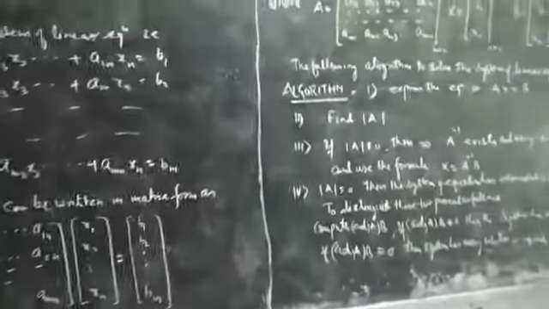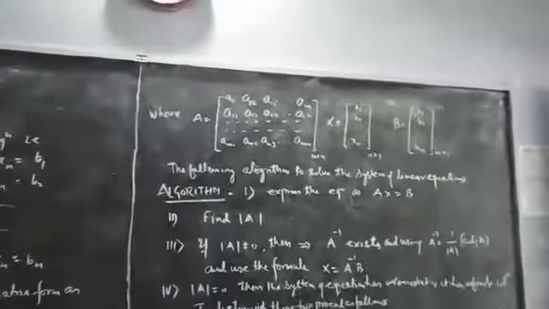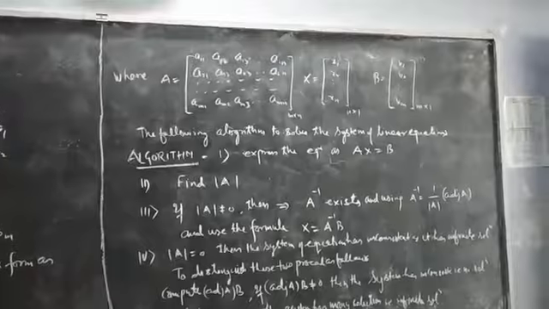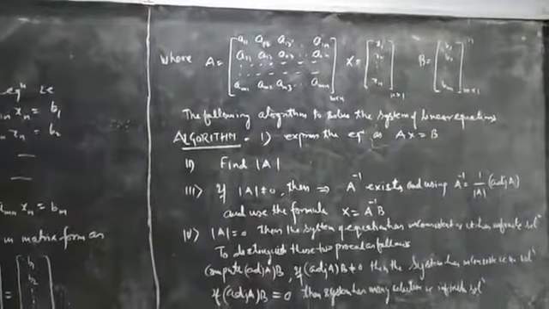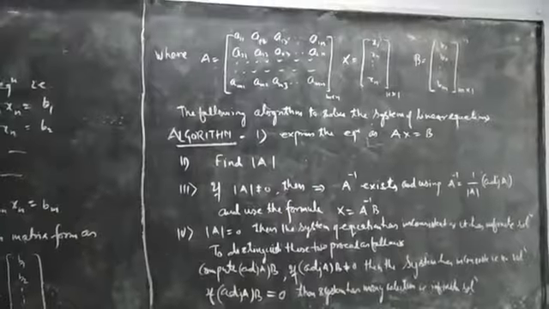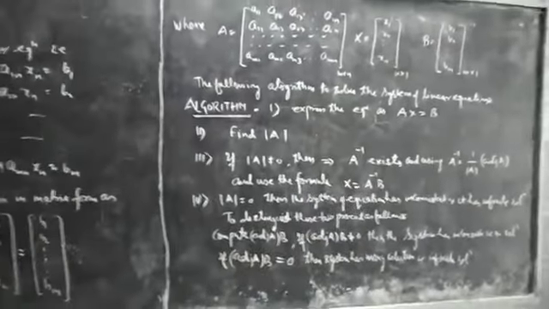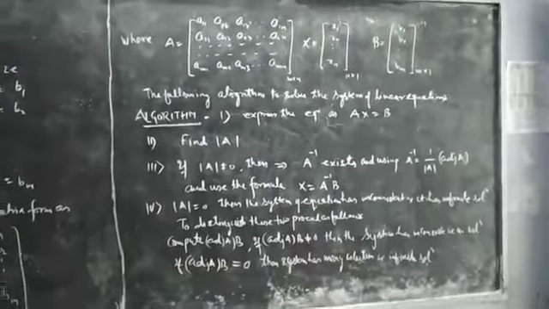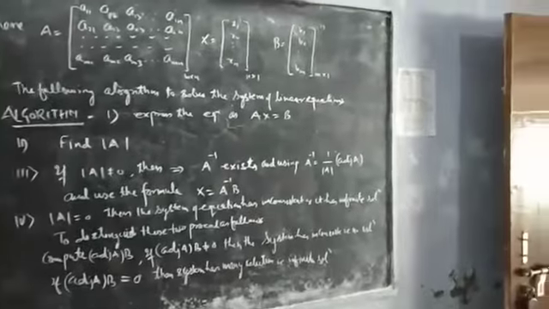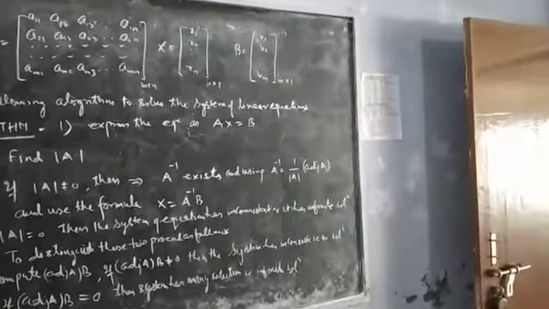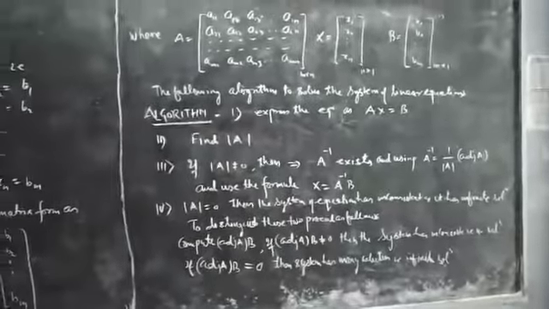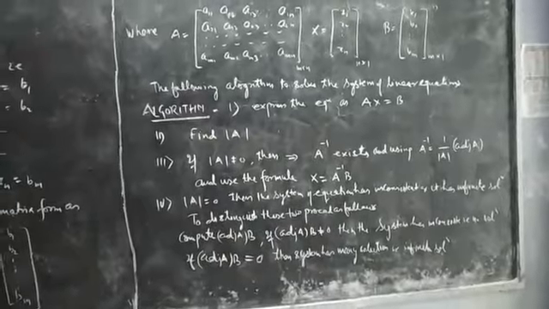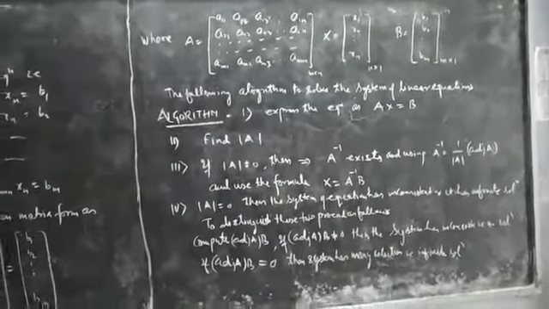The following is the algorithm to solve the system of linear equations. First of all, express the equation as AX equals B. Second, find determinant of A. If determinant A is not equal to 0, it has a unique solution, which means the inverse will exist. Find the inverse using the formula A inverse is equal to 1 upon determinant of A into adjoint A, and after that use the formula X equals A inverse B to find the values of the variables.